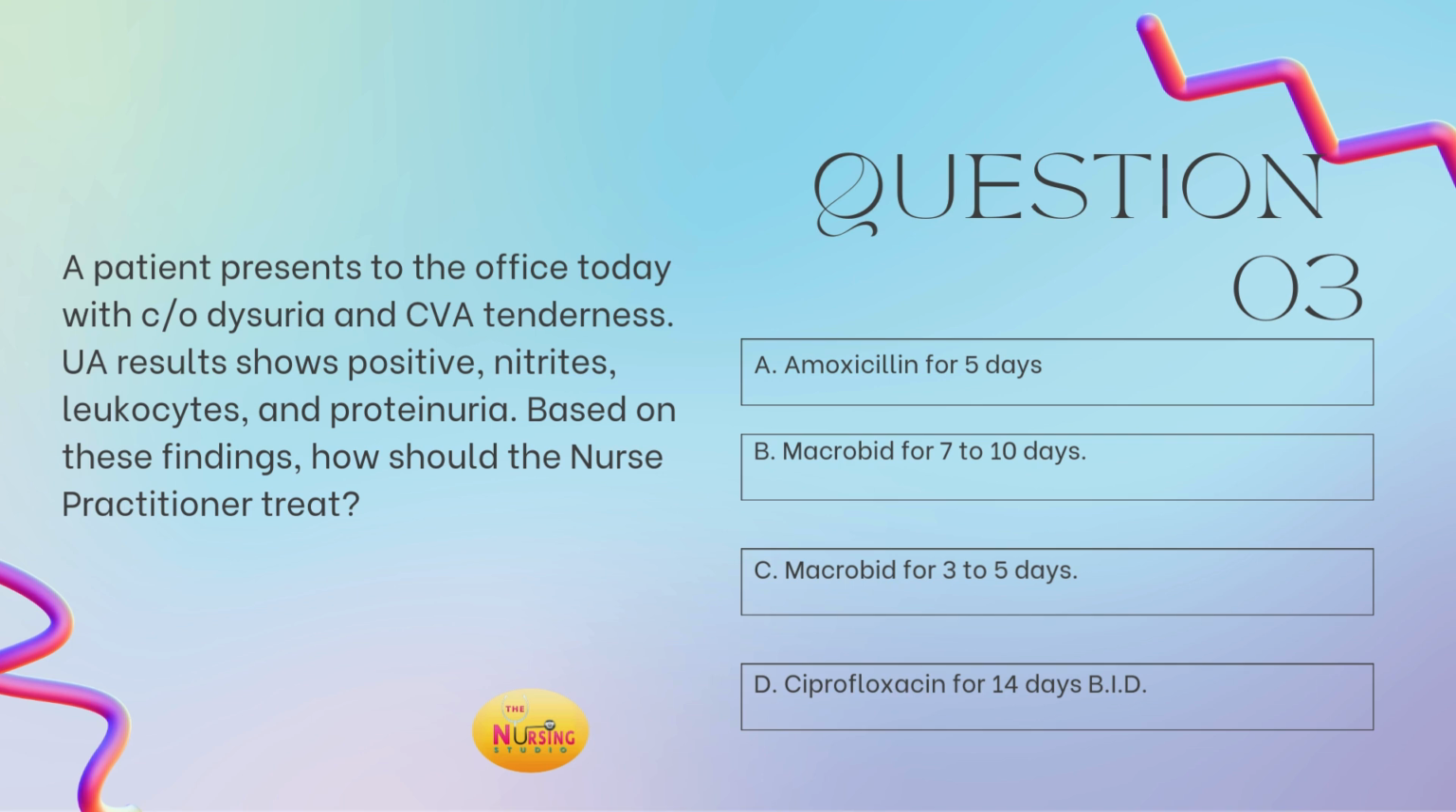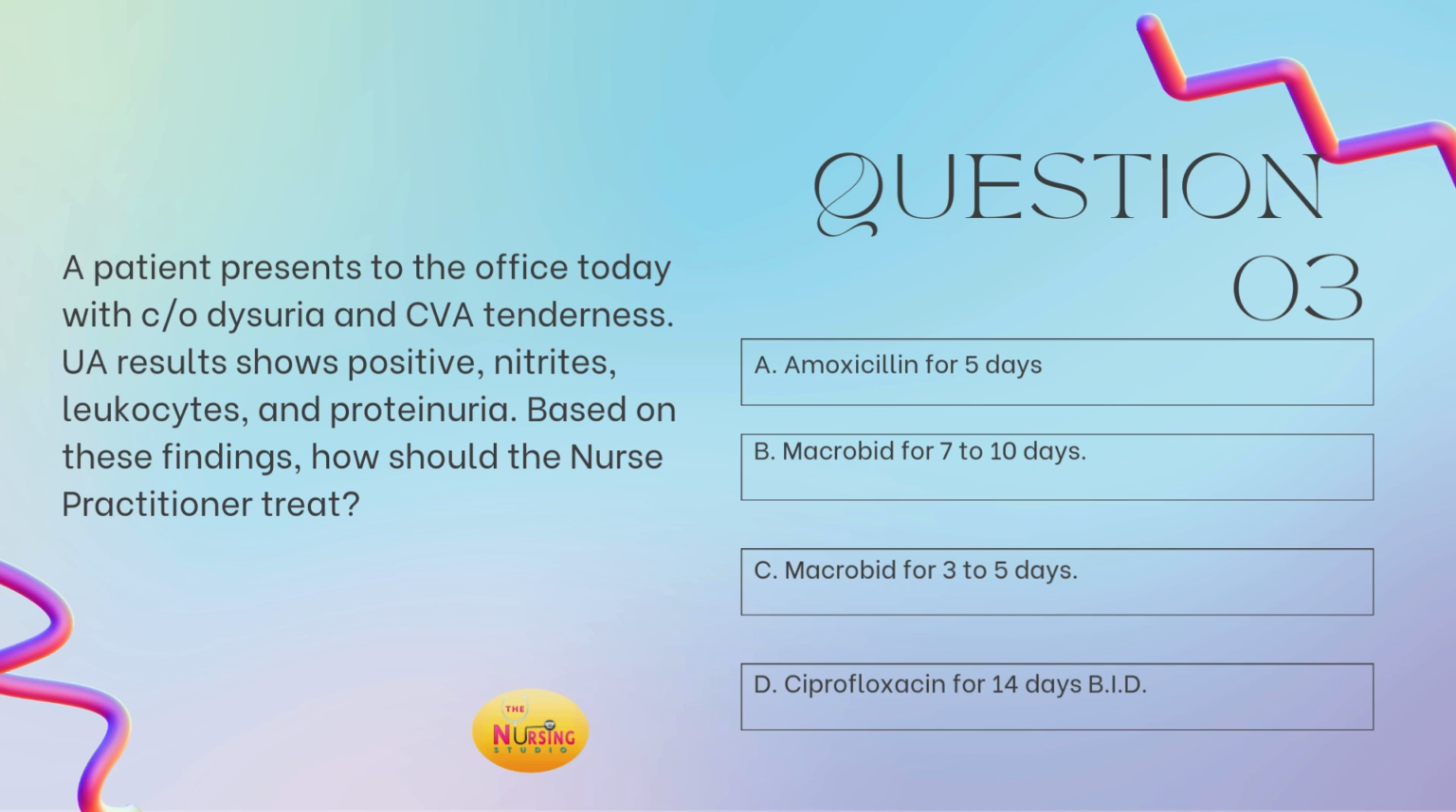And then lastly, question number 3. A patient presents to the office today with complaints of dysuria and CVA tenderness. The urinalysis result shows positive nitrites, leukocytes, and proteinuria. Based on these findings, how should the nurse practitioner treat? Is it A, amoxicillin for 5 days, B, Macrobid for 7 to 10 days, C, Macrobid for 3 to 5 days, or D, Cipro for 14 days BID? Take a moment and tell me what you got in the comments.